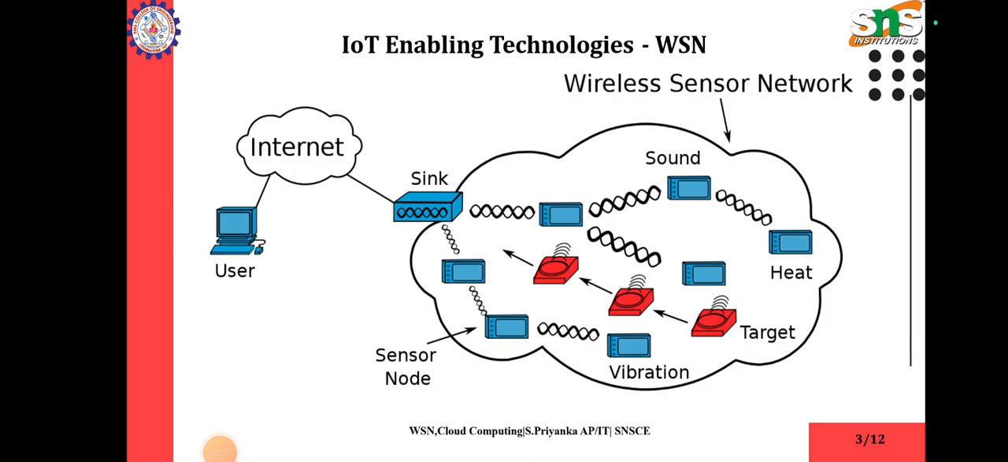Next, let us see a simple architecture of a wireless sensor network. First of all, you have a user. The user is connected to the internet. Then this wireless sensor network mainly consists of a sink and sensor nodes, and sound, vibration, target, heat, all of those come under this wireless sensor network. A message is passed in this form. This is a simple architecture of a wireless sensor network.